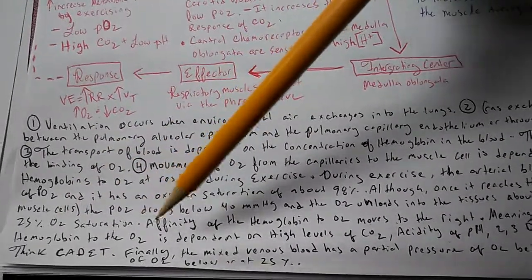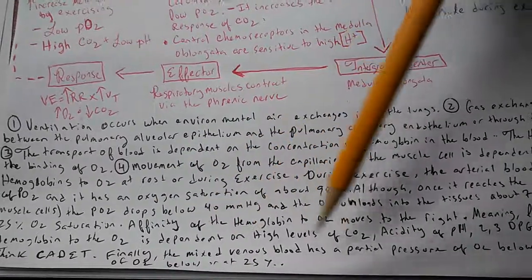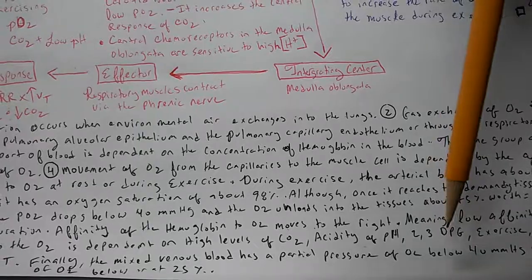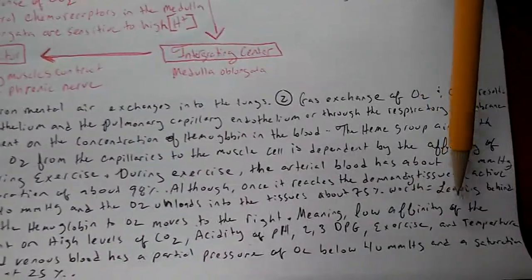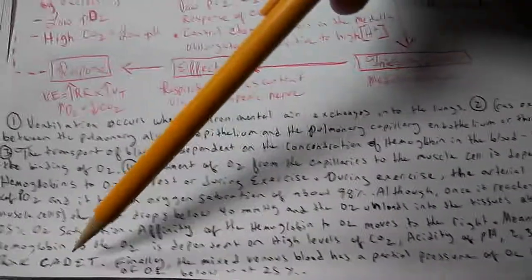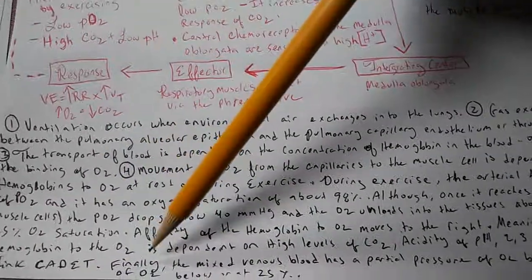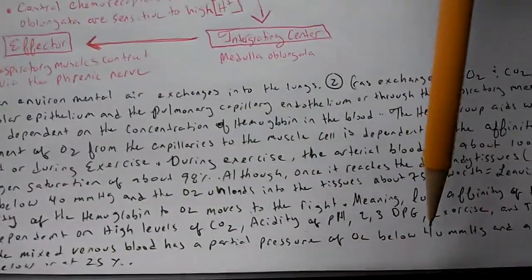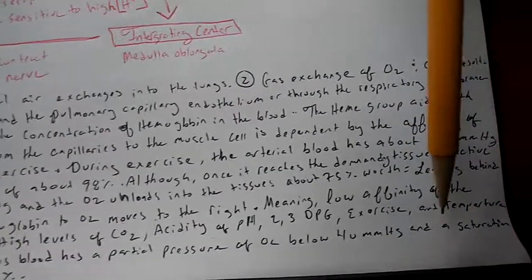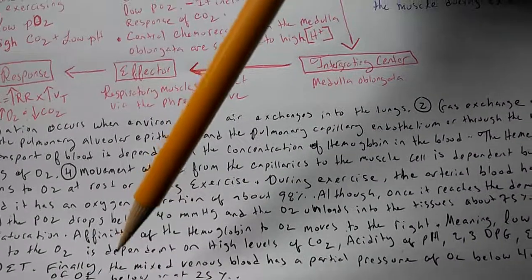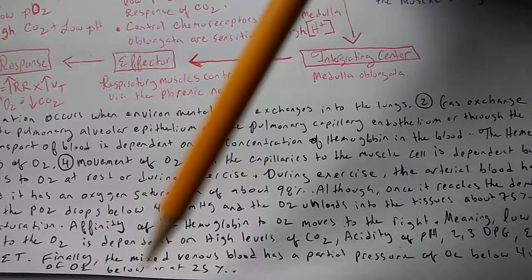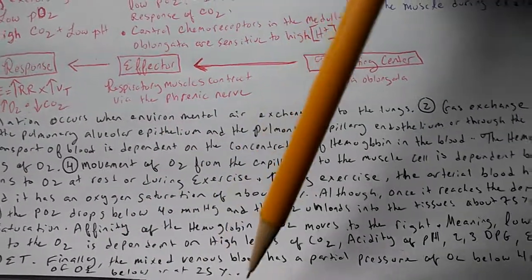The affinity of the hemoglobin to the O2 moves to the right, meaning low affinity of the hemoglobin to the O2, dependent on high levels of CO2, acidity of pH, 2,3-DPG, exercise, and temperature. Just recall CADET. Finally, the mixed venous blood has a partial pressure of O2 below 40 millimeters of mercury and a saturation of O2 at or below 25%.